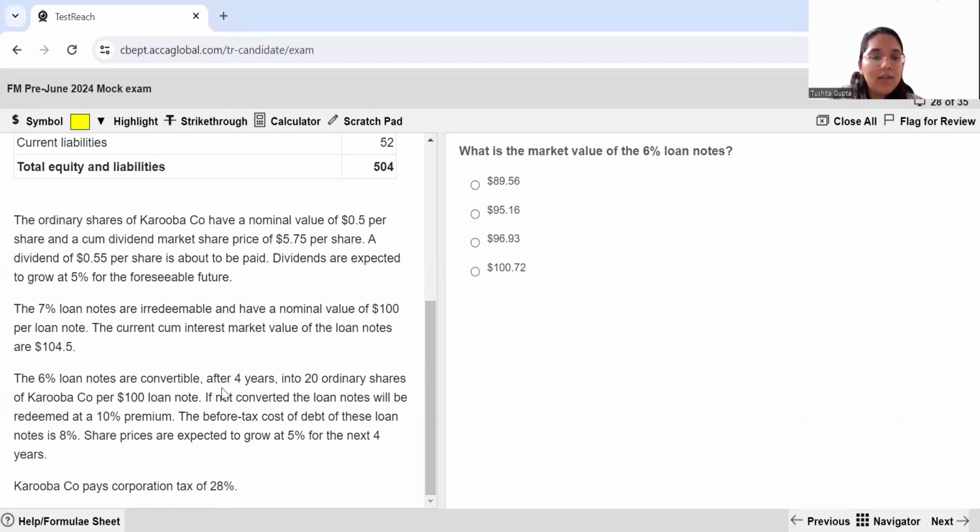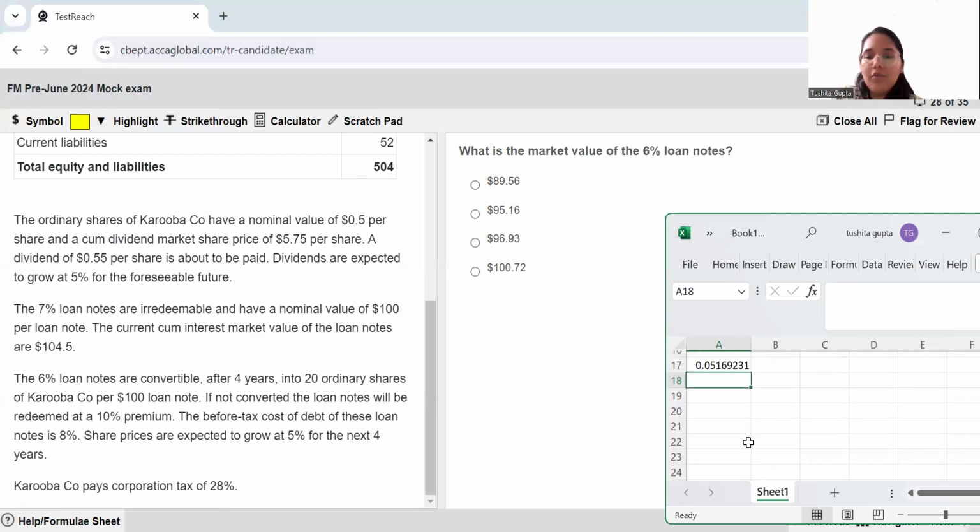So these loan notes are convertible after 4 years into 20 ordinary shares per $100 loan note. If not converted, they will be redeemed at 10% premium. Before tax cost is 8%. Share prices are expected to grow 5% for the next 4 years. So what do we do over here? We need to find out the market value of these loan notes. This is question number 28.